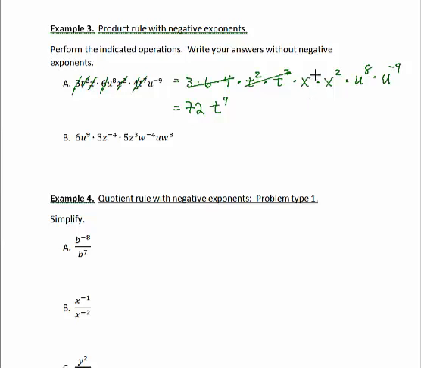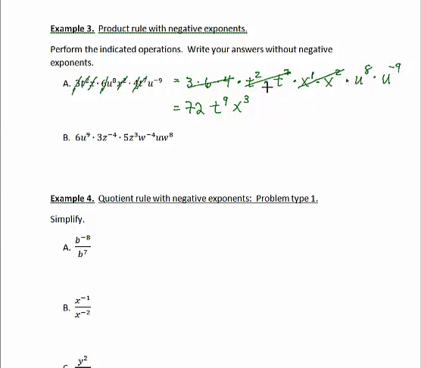An x by itself with no exponent is understood to have an exponent of 1. And when we multiply two x's, we can add their exponents. And we get an x to the third, which takes care of these variables. And now we deal with our negative exponent.